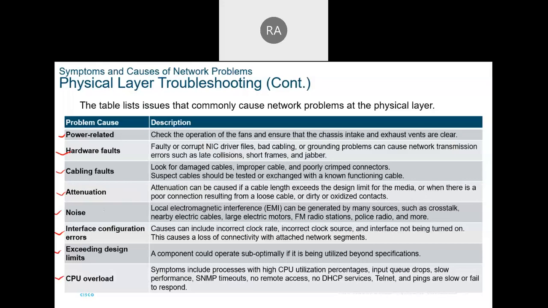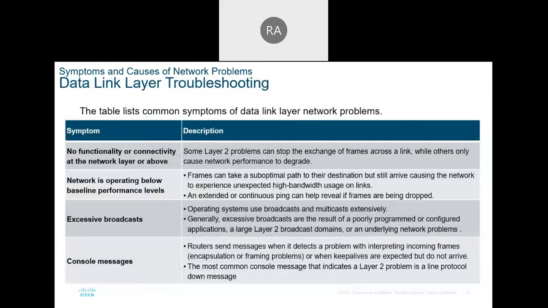CPU overloaded. What will make your CPU overloaded? If the traffic is too high, the router or the switches can be processing at a very high rate, and that will also affect the performance of your network.